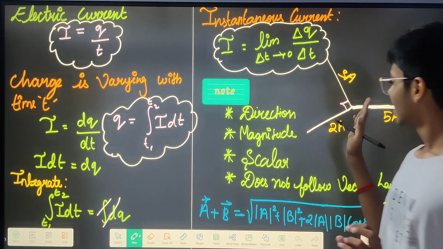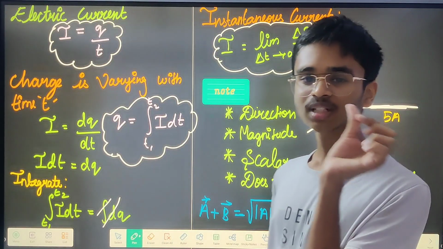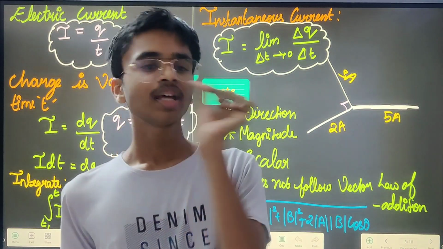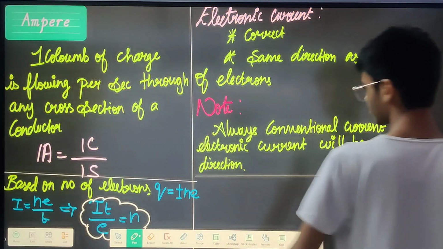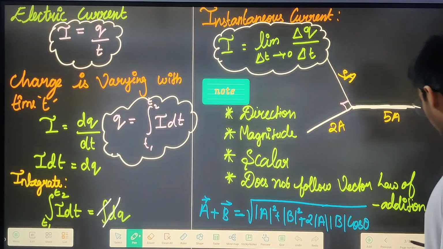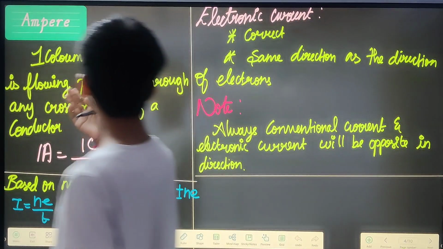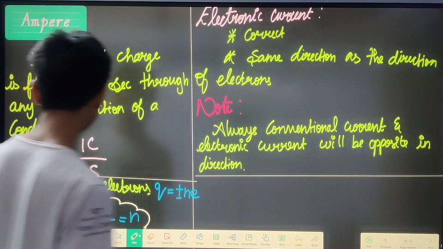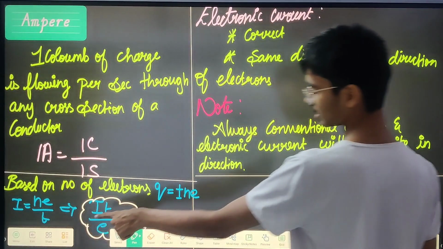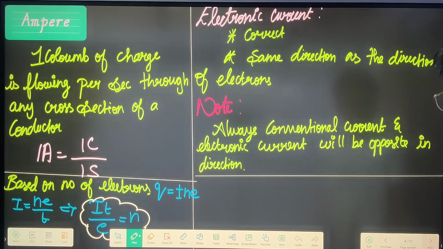Next, this formula is something that we have studied in 11th itself, where A vector plus B vector is equal to root over A squared plus B squared plus 2AB cos theta, not sin theta, always remember cos theta. Then ampere, where 1 coulomb of charge is flowing per second through any cross section of a conductor. So I is equal to NE by T, where I is equal to Q by T, right? In place of Q we have substituted NE.